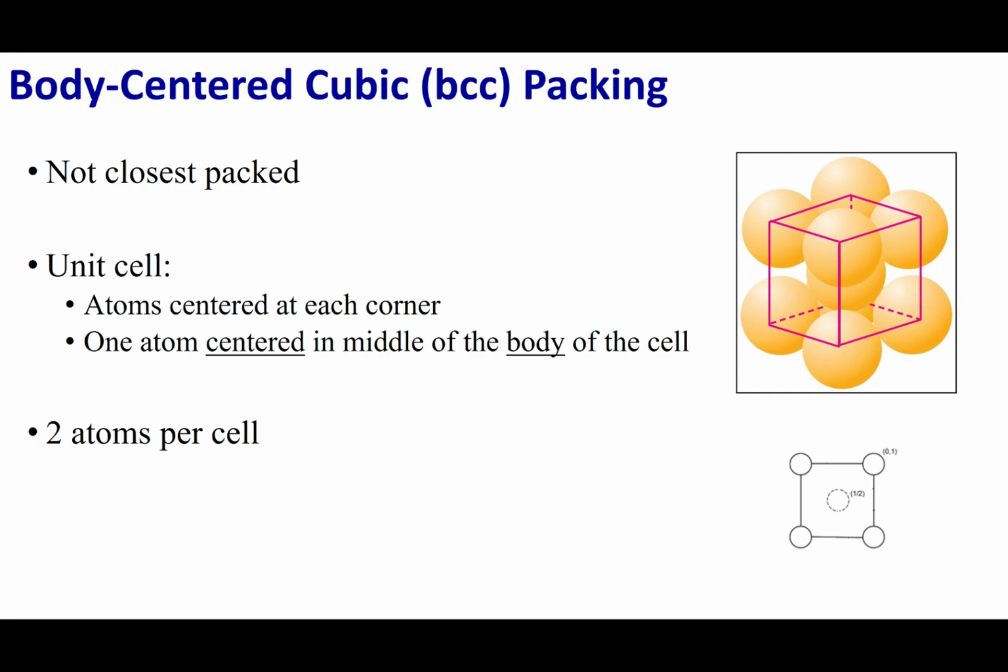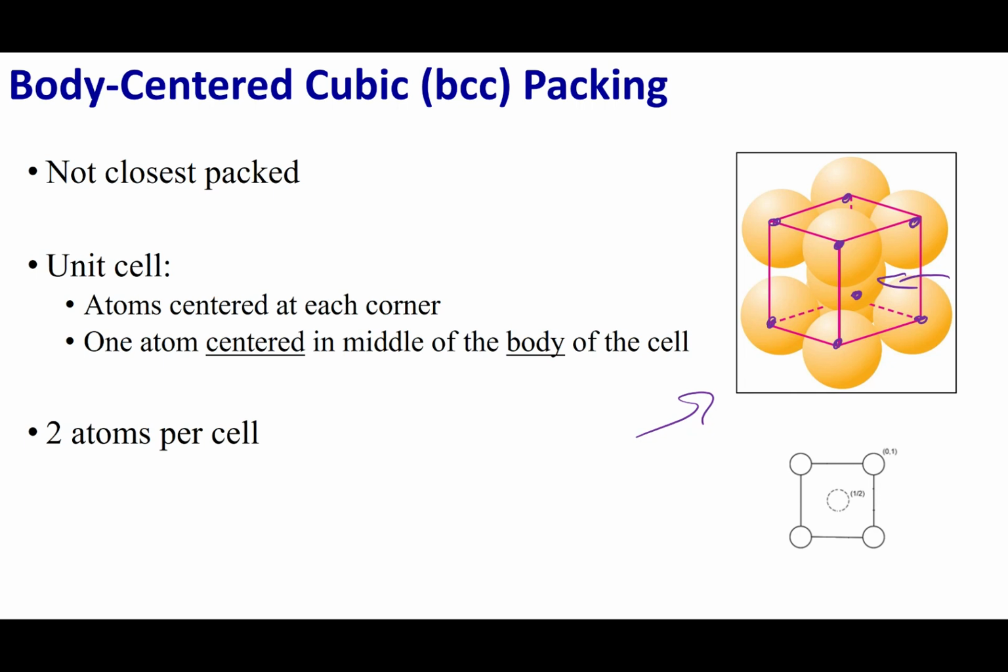All right, ladies and gentlemen, let's continue our discussion with some other types of unit cells. The next unit cell or packing that I want to talk about is something called the body-centered cubic packing. So here is the unit cell for the body-centered cubic. There are atoms on each corner of a cube. And then there is one atom here in the center of the whole structure.